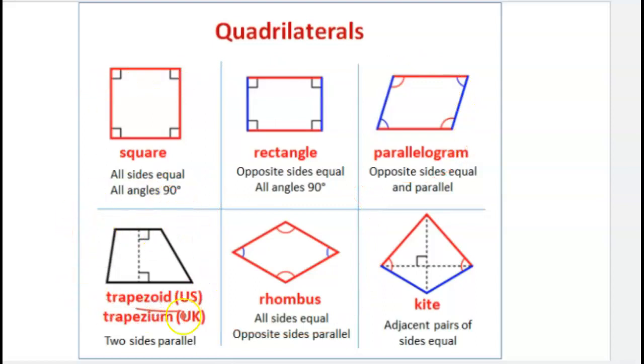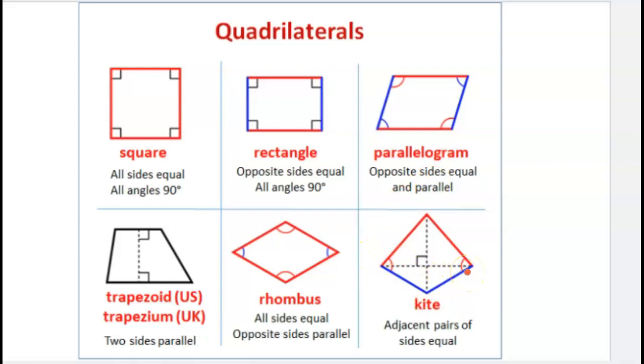The thing that makes a trapezoid is only two sides are parallel. So for example, in this shape, just the top and the bottom are parallel. This side will touch with this side if they keep going. They are not parallel. And then you have what's called a kite.